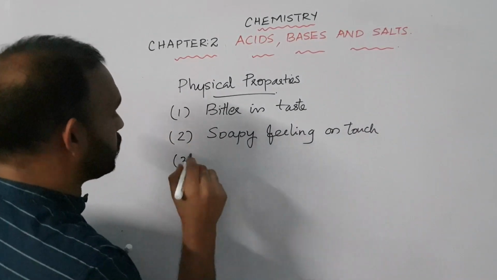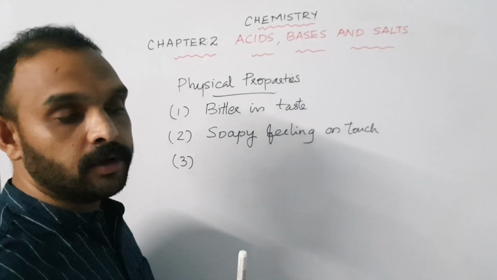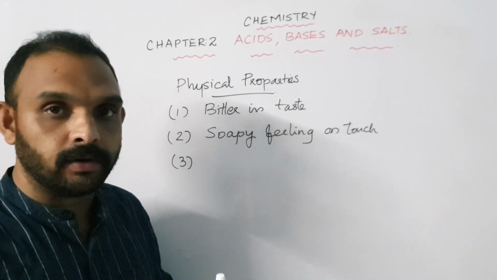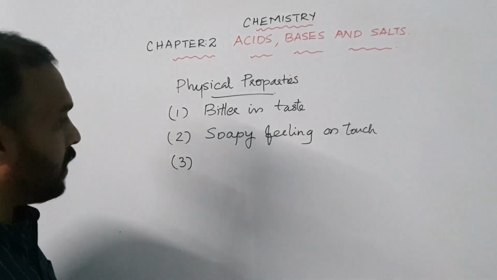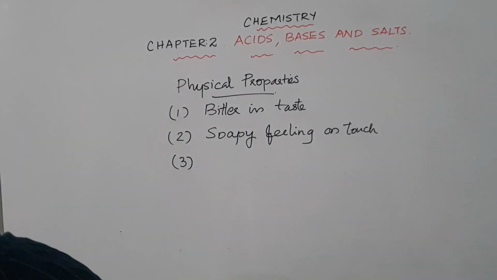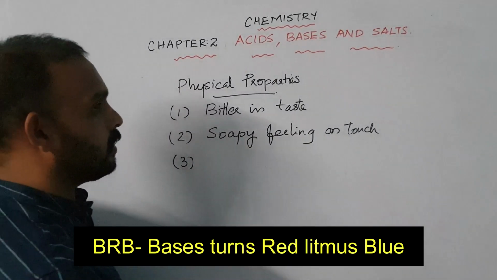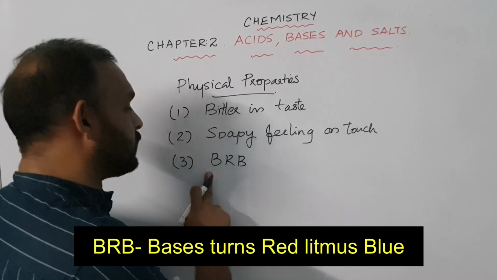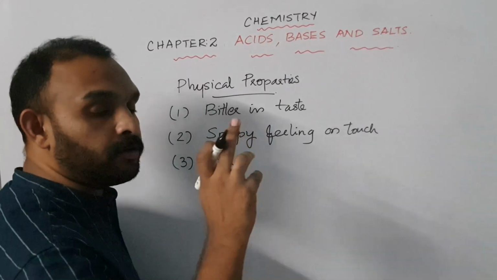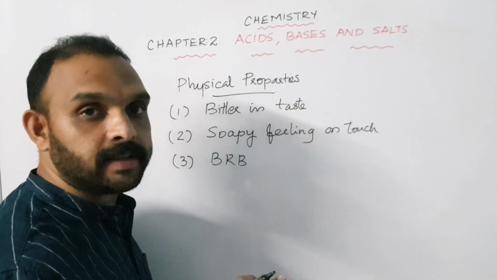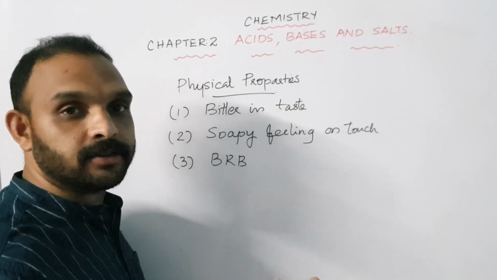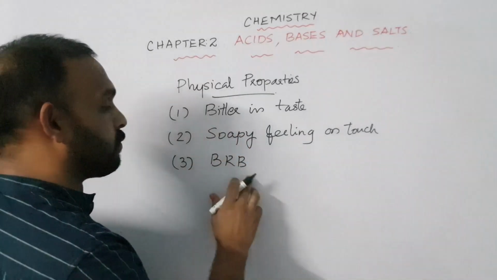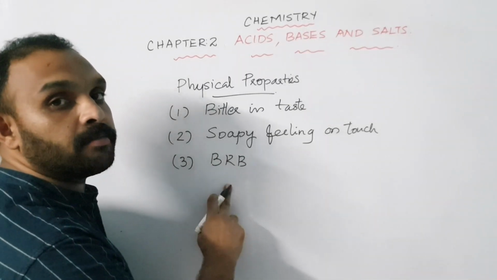Now the third one is very important. We have to remember it very carefully because we may get confused. In the case of acids, I already told you the shortcut. In the case of bases, it is BRB. BRB stands for bases turn red litmus blue. Do you remember what we studied in the case of acids? We learned ABR: acids turn blue litmus red. Here we have BRB, that means bases turn red litmus blue.